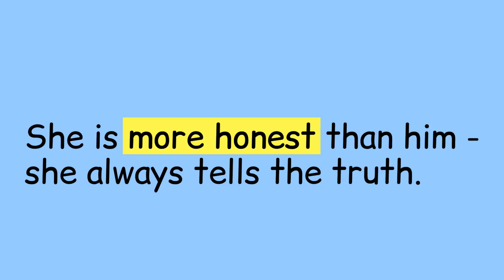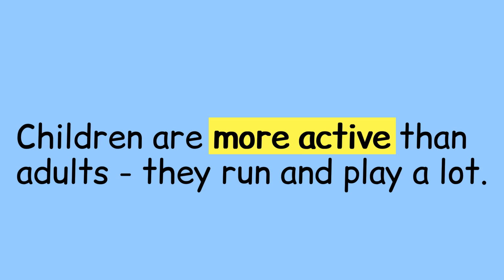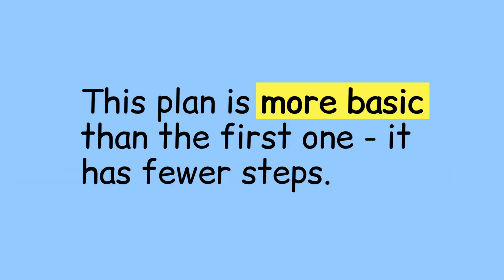She is more honest than him. She always tells the truth. Children are more active than adults. They run and play a lot. This plan is more basic than the first one. It has fewer steps.